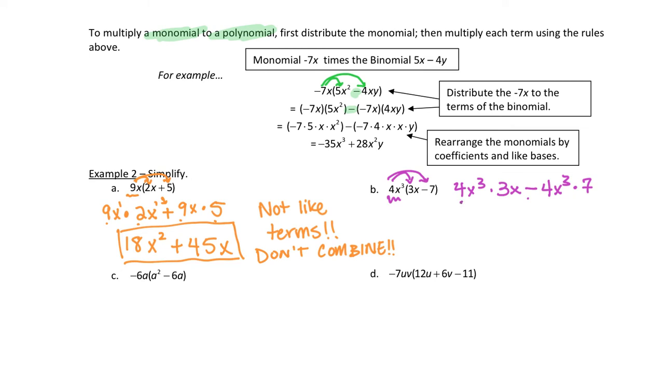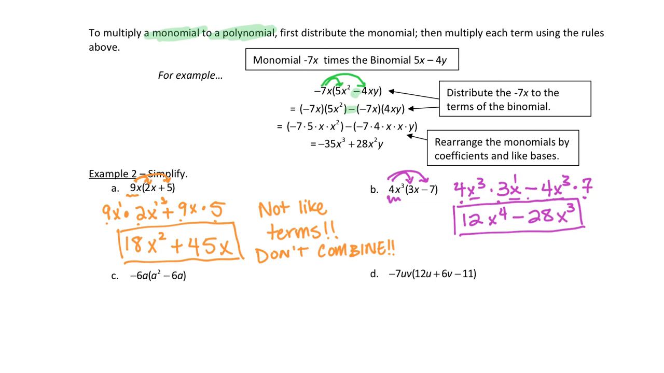Now I'm going to multiply that 4 times that 3 to give me 12. And then the x times the x to the first. That looks a little funny, but we'll stick with it. And I've got x to the fourth. Here, I've got a minus. I'm going to do 4 times that 7, 28. And then x cubed doesn't get multiplied to anything. It's just x cubed.